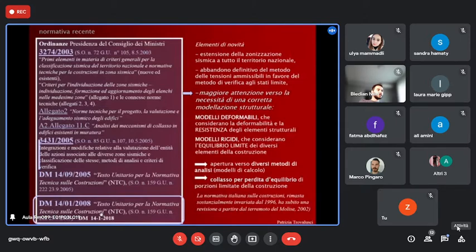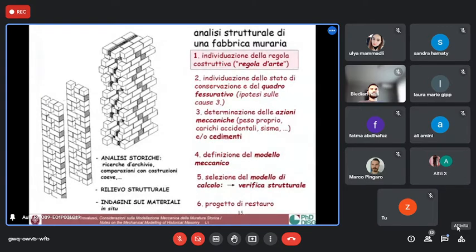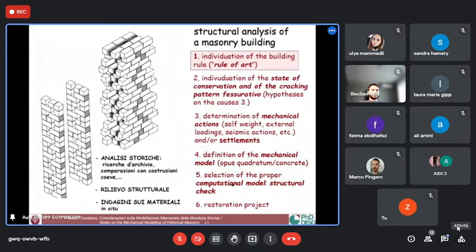And along the interfaces, we can detect the opening or also sliding. And sliding is governed by friction. It depends on the roughness of the surfaces in contact. So these are the basic steps of a structural analysis of a masonry building. And the first step is the individuation of the so-called building rule. We call the building rule the rule of art.